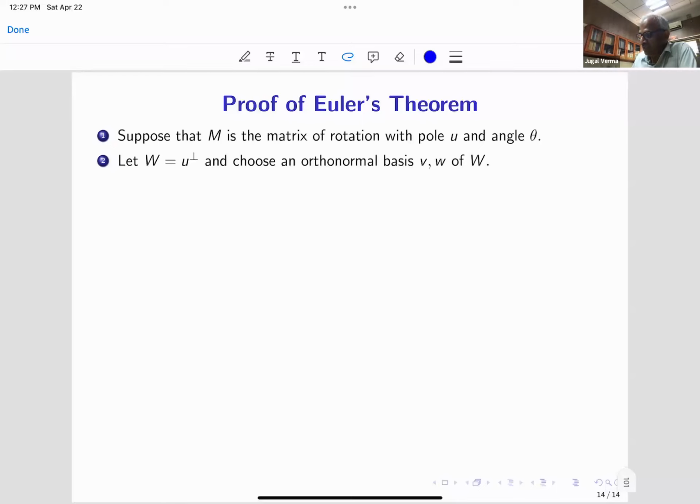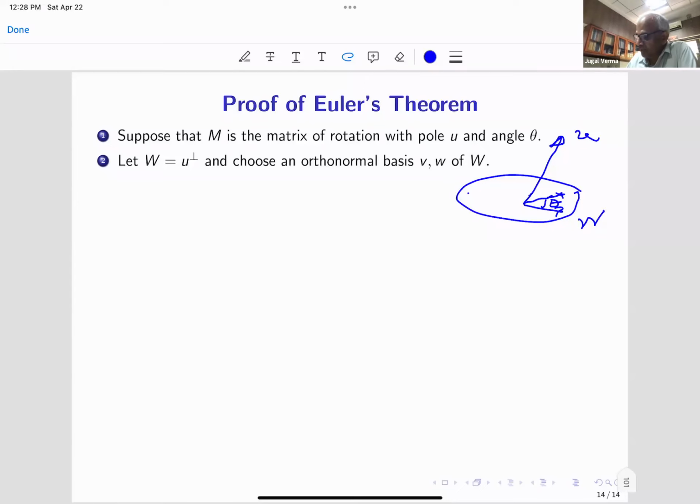So suppose M is a matrix of rotation whose pole is U and angle is theta. Okay, so the pole is given to me and the angle is given. So vectors inside the plane are being rotated by angle theta. Okay, and now you choose an orthonormal basis of W. So take two vectors which are perpendicular, an orthonormal basis of W, and U can be chosen to be a unit vector which is perpendicular to W.